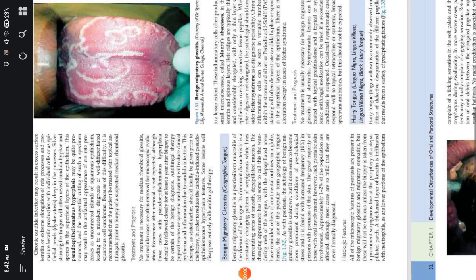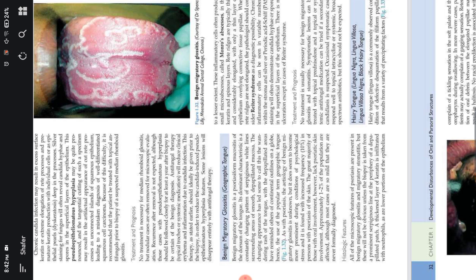Hello students, the topic we are going to cover today is another developmental anomaly affecting the tongue. The last topic we covered was fissured tongue. So today we are going to refer to geographic tongue, which is also known as benign migratory glossitis.